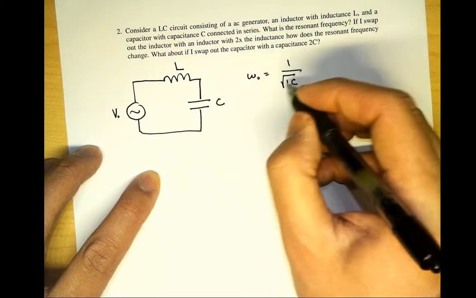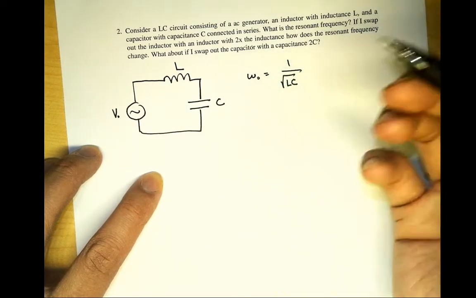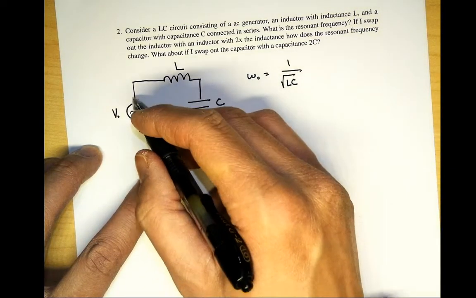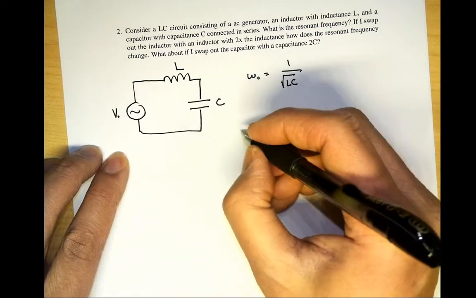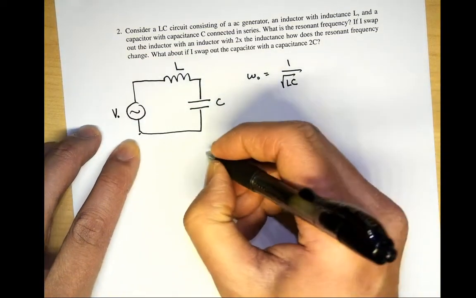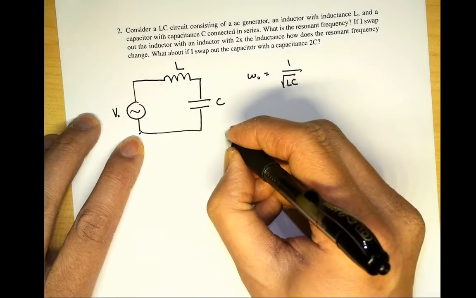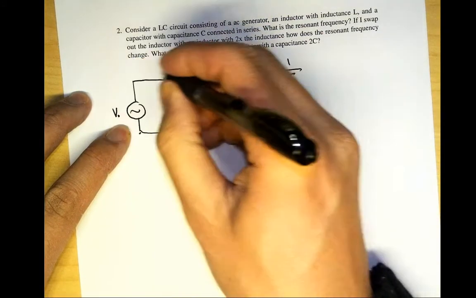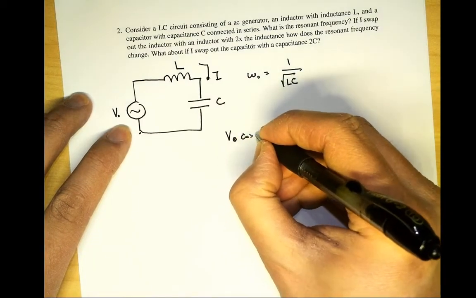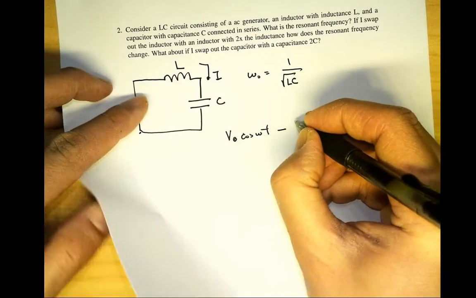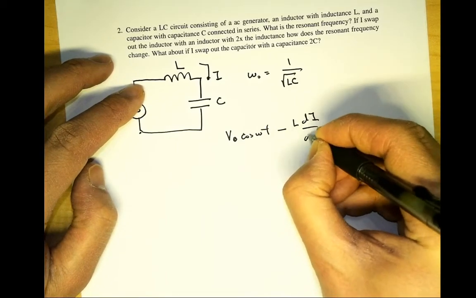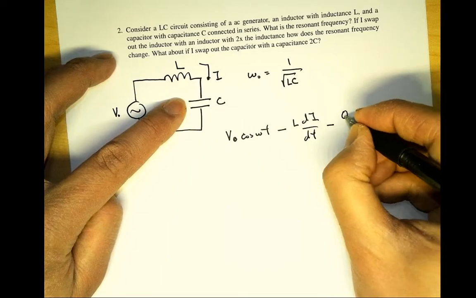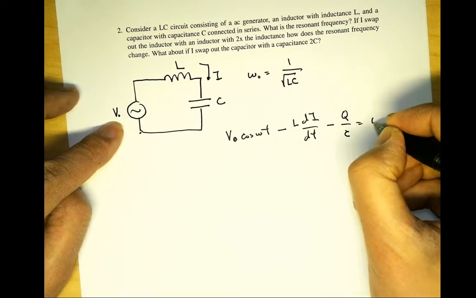If you use this formula right here, you can get pretty much everything you need. But what we are going to do instead is go through the entire process. So let's go ahead and do this. Let's use Kirchhoff's law first. Start here. Basically, you get V0, with the current I coming this way: V0 cosine omega t minus L di/dt minus Q over C, and coming back, that's 0 again.